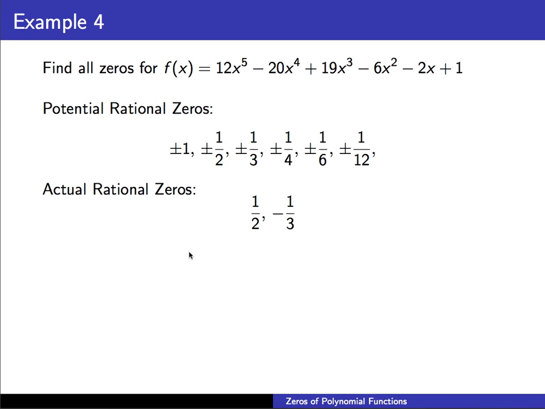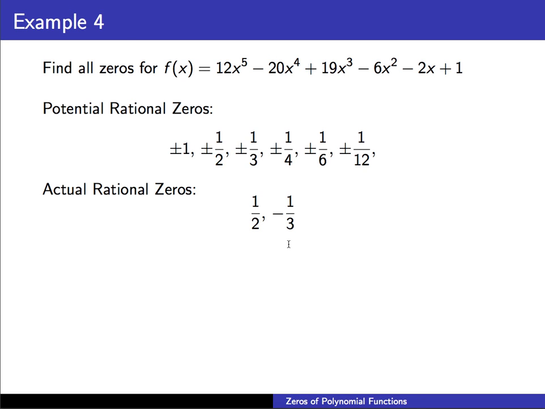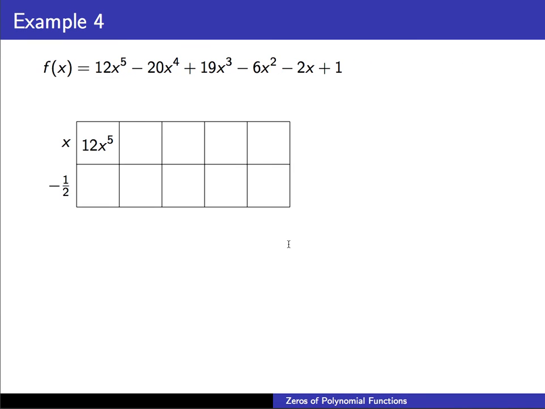So looking at the techniques, we can either look at the graph or the factor theorem and all that. Our actual rational zeros are going to be at x equals a half and x equals negative 1/3. So let's start with x equals the half. So if we subtract a half from both sides, we get x minus a half equals 0. So our factor is x minus a half. So that's why we have a minus half here.